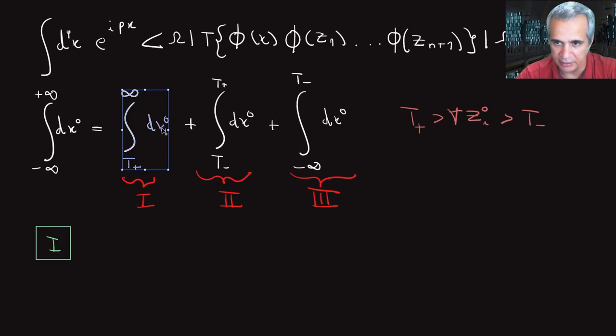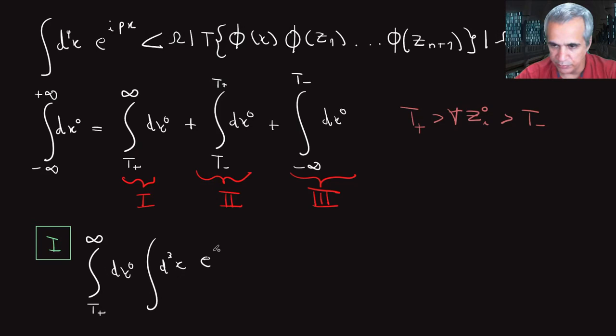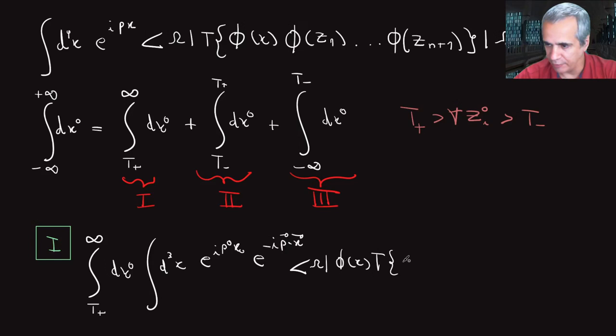I still have the integral over the three other x-coordinates, d3x. And I will separate the exponential too. And this is the three-vector part of the exponential, right? And then of course I can move this phi outside the time ordering, and here I still have the time ordering for the z coordinates, phi of z n plus 1, omega.